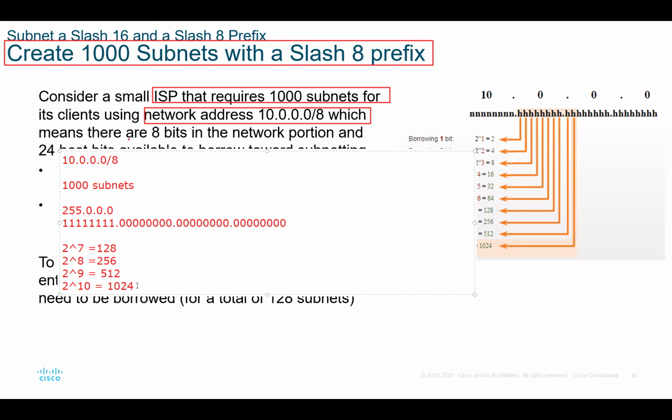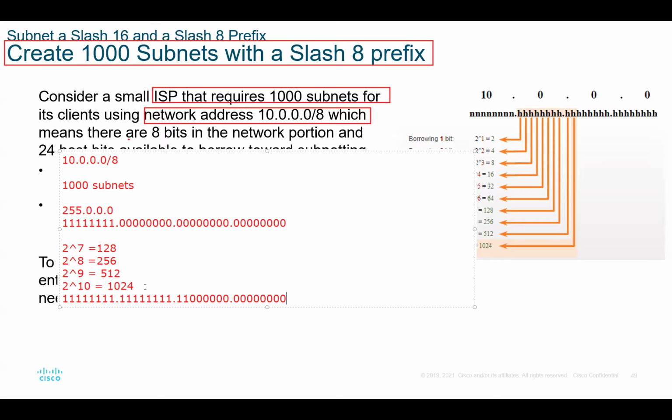Now that one meets our requirement: if we borrow 10 host bits, we will be able to create at least 1000 subnets. So you come here and say we want to borrow 10 bits. We know from here to here, these ones are 8, 9, 10. So in the third octet, we borrow 2 more bits. So what will that give us in binary? It will be 1 to 8, four times.